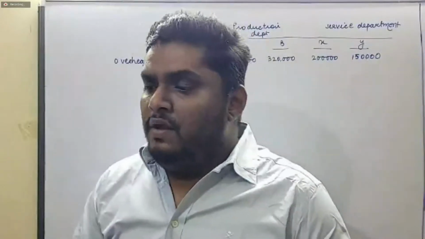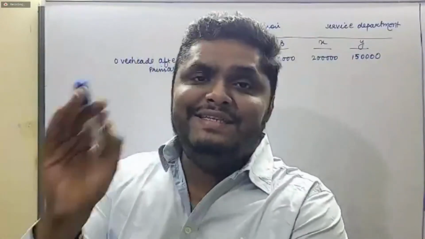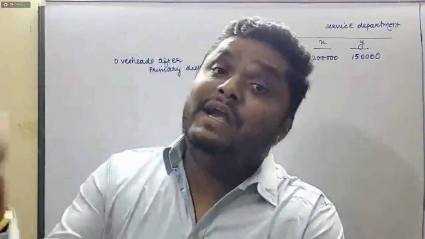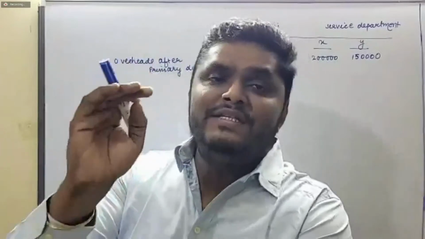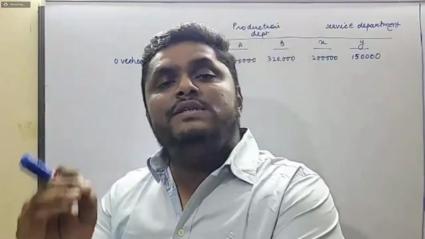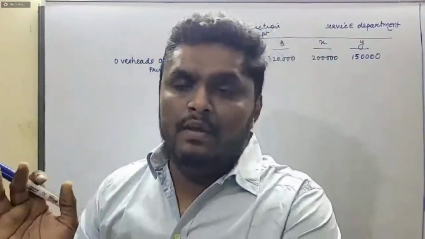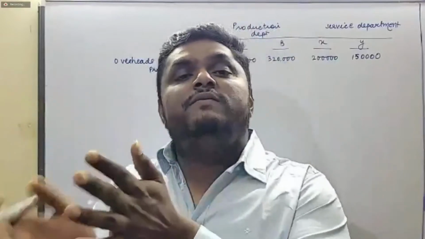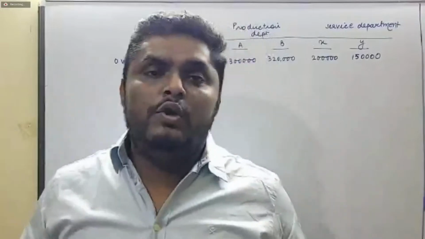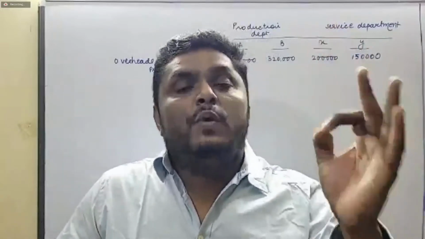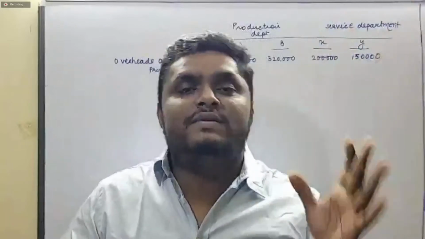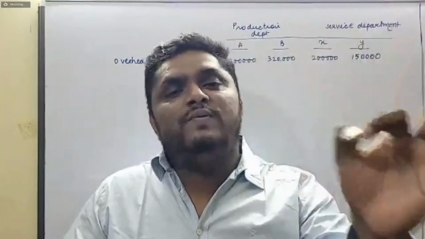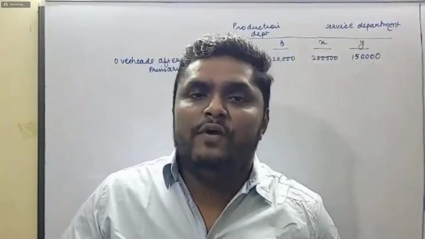Now, guys, very important point. Herein, X department is providing services to production departments A and B and Y also. I repeat again, X is providing services to A, B, and Y also. But in return, Y is not providing services to X. Y is providing services only to A and B. So as I told you guys, the service department which provides the maximum number of services to the other service department will be distributed first. So in this case, the overheads of X will be distributed first and then we will proceed for Y.